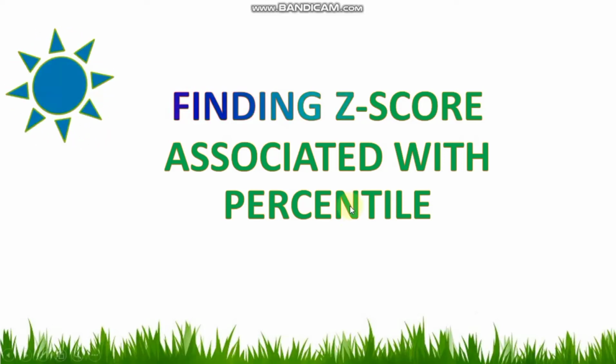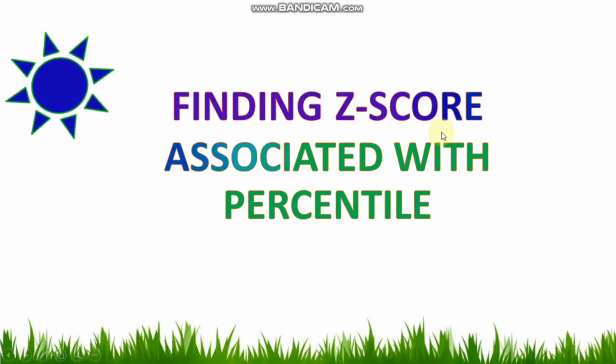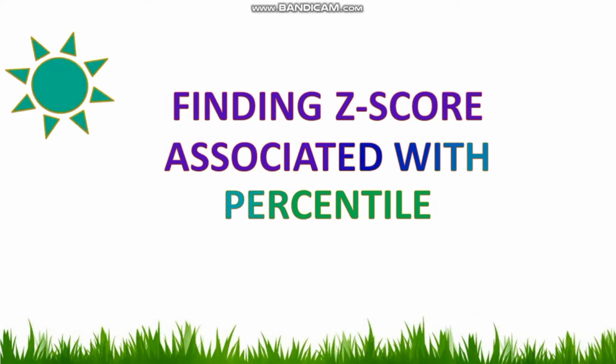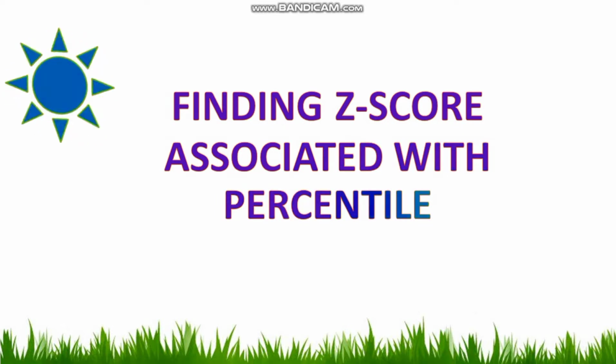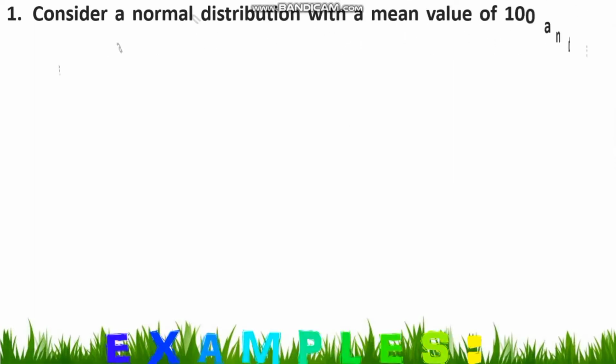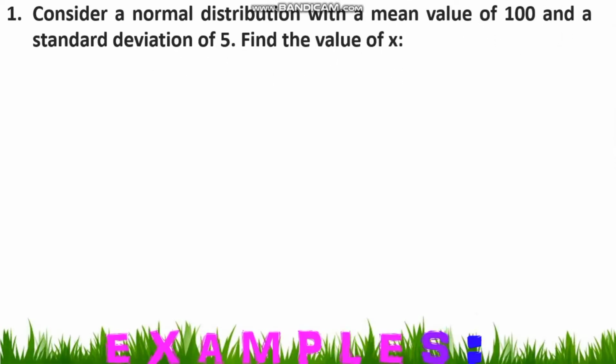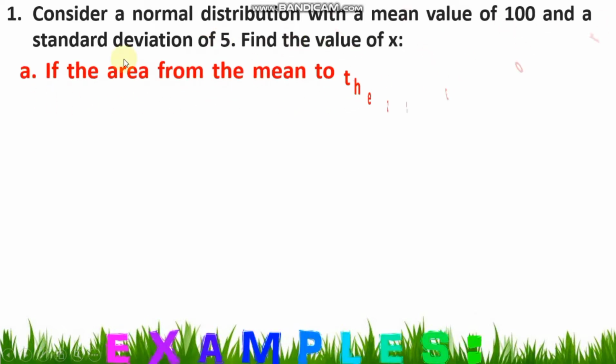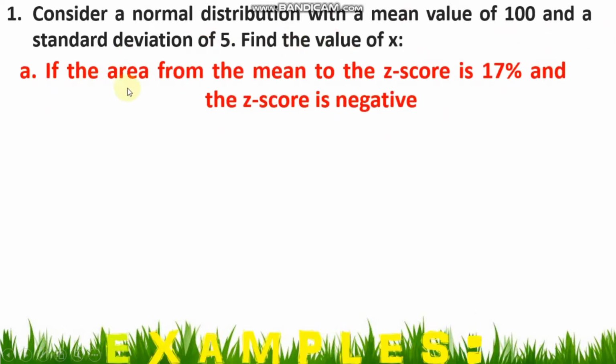Welcome again to our new episode, which is finding the z-score associated with a percentile, and we have more examples on it. First, we have here the problem. Consider a normal distribution with a mean value of 100 and a standard deviation of 5. Find the value of x with this condition: the area from the mean to the z-score is 17%, and the z-score is negative.